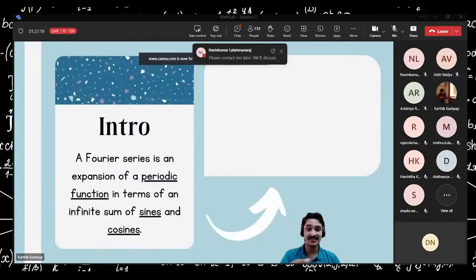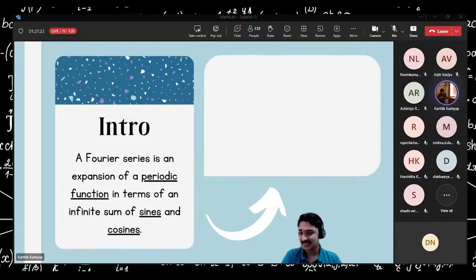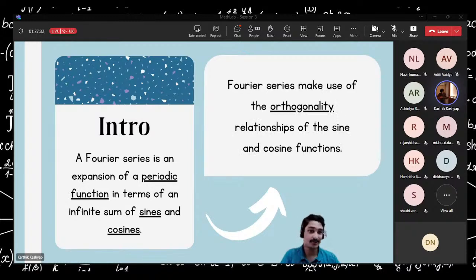As Achintya mentioned, Fourier series, we can represent it as a linear combination of sines and cosines only, and this is limited to only periodic functions. Not any random function, only periodic functions, and it is based on orthogonality relationships of sines and cosines. This you can relate to linear independence that he mentioned. We will get to that later on.